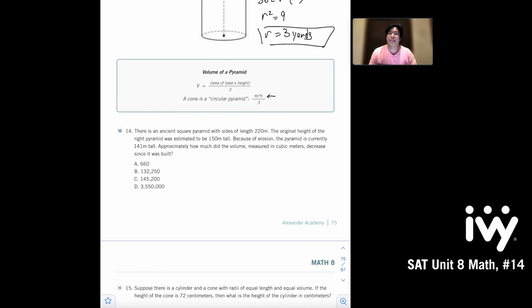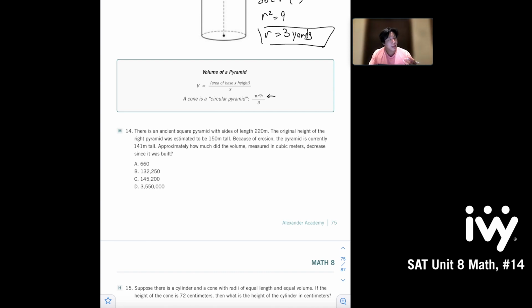So question 14 says, there is an ancient square pyramid with side lengths of 220 meters. The original height of the right pyramid was estimated to be 150 meters tall. Because of erosion, the pyramid is currently 141 meters tall. Approximately how much did the volume, measured in cubic meters, decrease since it was built?